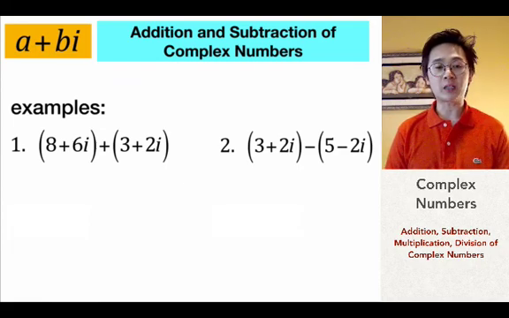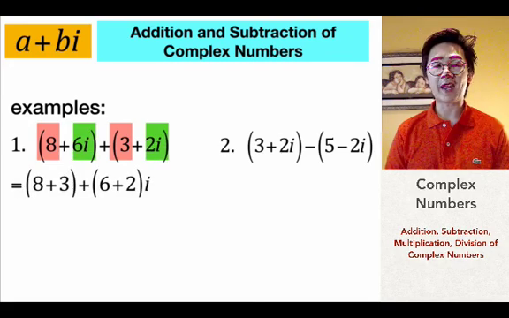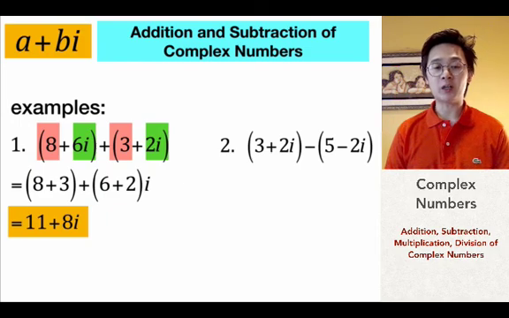So if you're going to look at problem number 1, we have 8 plus 6i plus 3 plus 2i, the real part, which is 8 and 3, and the imaginary part, which is 6 and 2, can be combined, giving us 8 plus 3 and 6 plus 2, with, of course, the imaginary number i. And by simplifying the expression, we'll have 11 plus 8i. So this is how simple addition of complex numbers is. You just need to find the real part and the imaginary part and then combine the like terms.